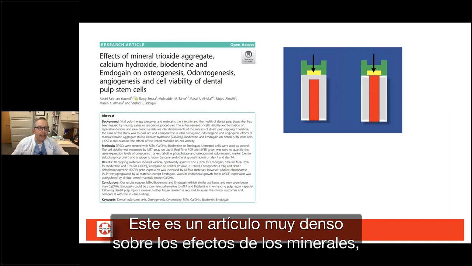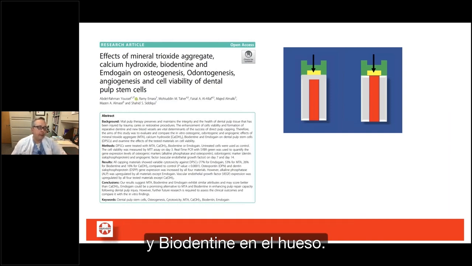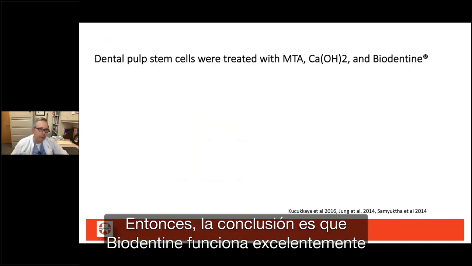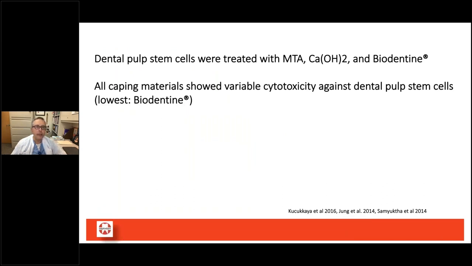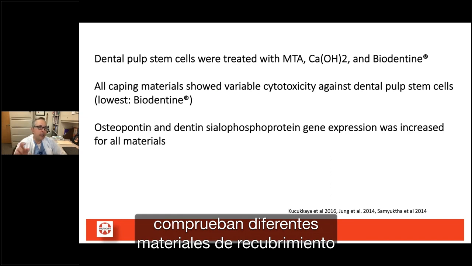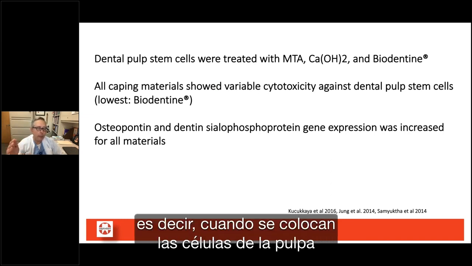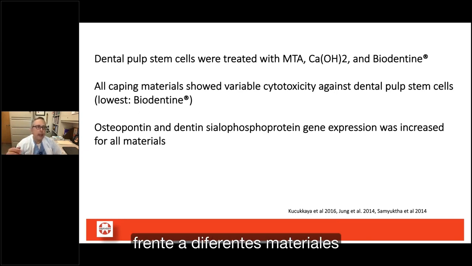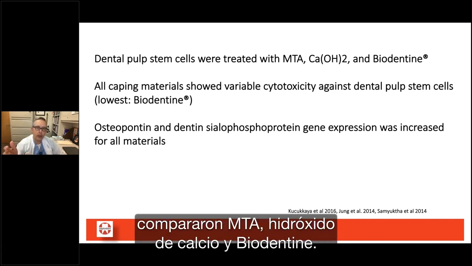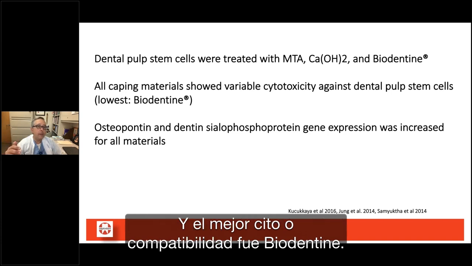This is a very dense article about the effect of Biodentine on the bone. You can read it. The conclusion is that Biodentine performs excellently in front of the bone cells. In this article, they look at different capping materials when the cells of the pulp are placed in front of different materials, and all showed different cytotoxicity. They compared MTA, calcium hydroxide, and Biodentine, and the best cytocompatibility was Biodentine.